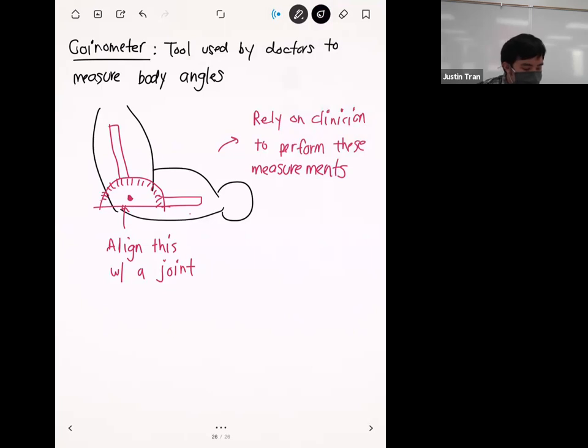And so any kind of trusted measurement has to come basically from a clinician. Okay. All right. And so the last thing I want to go over, before we wrap it up for the week, is the idea of angular velocity.